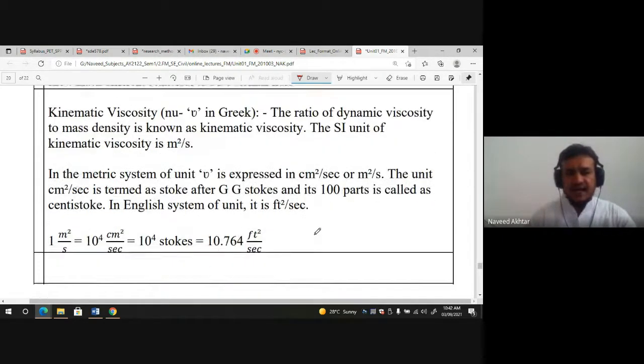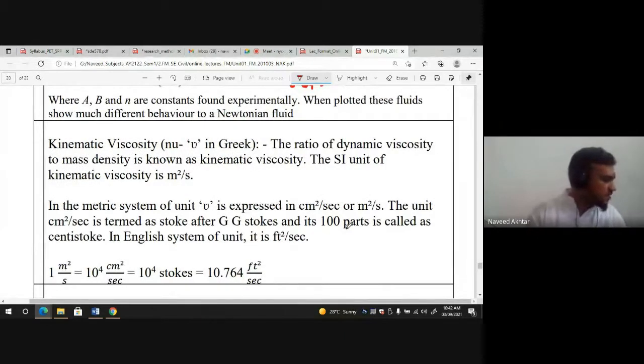Now, what is the kinematic viscosity? Just now we have studied the dynamic viscosity. Kinematic viscosity is generally denoted by the Greek letter nu. The ratio of dynamic viscosity to mass density is known as kinematic viscosity. Mass density is generally denoted by rho. So dynamic viscosity is denoted by mu, and rho is the mass density. So mu upon rho is nothing but the kinematic viscosity.